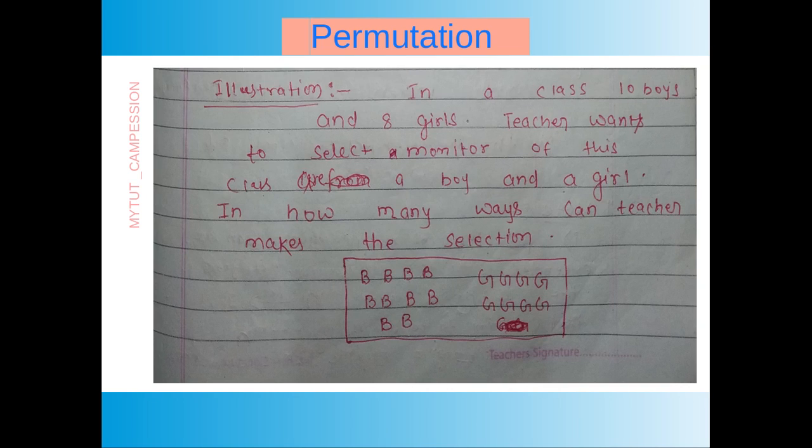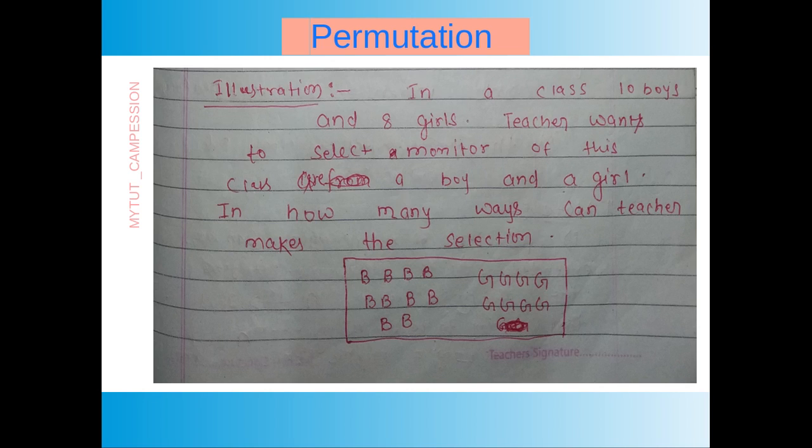Let's suppose in a class there are 10 boys and 8 girls. The teacher wants to select a monitor of this class, a boy and a girl. In how many ways can the teacher make the selection?